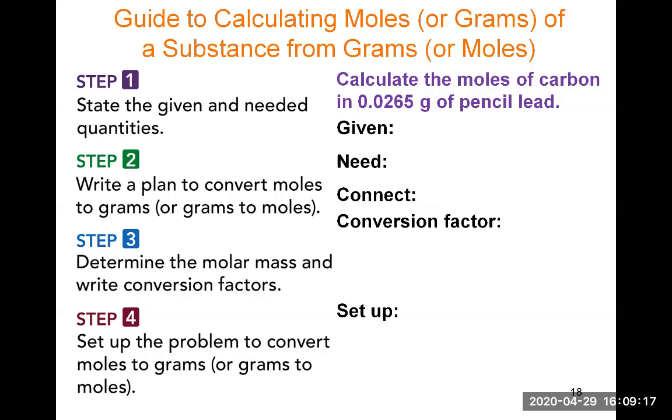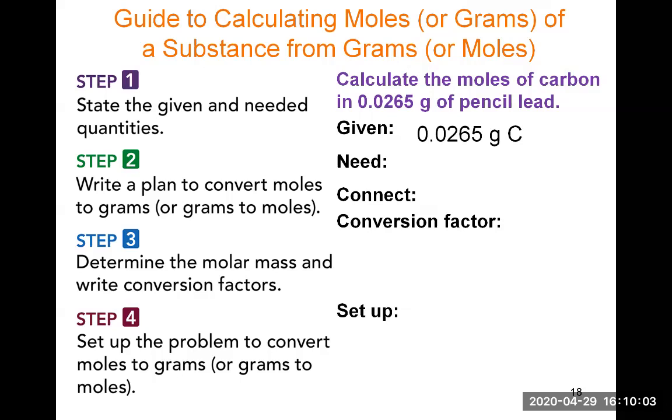Calculate the moles of carbon in 0.0265 grams of pencil lead. So pencil lead is what you are using when you are writing with a pencil, right? Inside the wood, or the plastic now. Carbon is the pencil lead. It's carbon graphite. So if you look at this text, the given here is 0.0265 grams of pencil lead, knowing that pencil lead is made of carbon graphite, and so you can write it as grams of carbon.